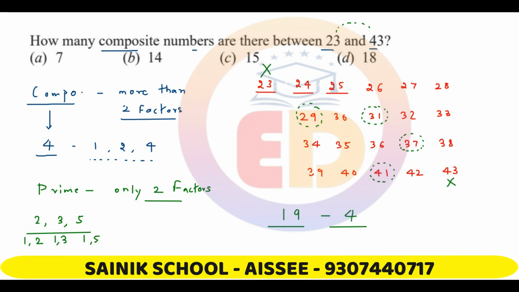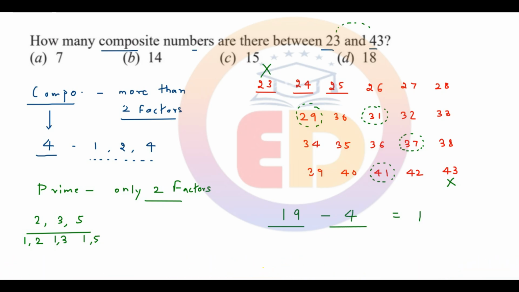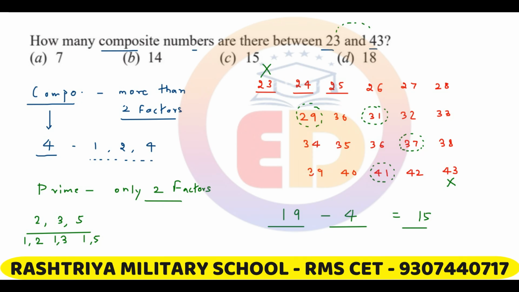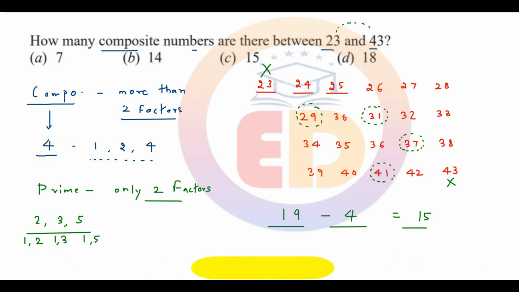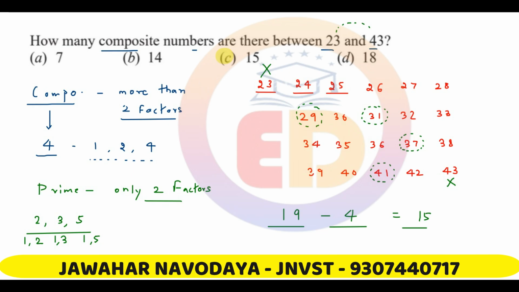19 minus 4, answer is there are 15 composite numbers. Answer is option number C.